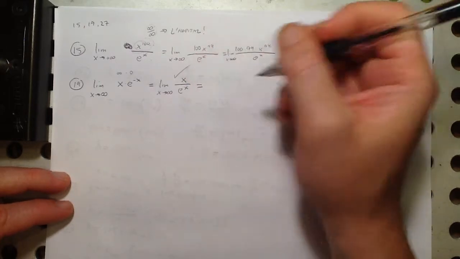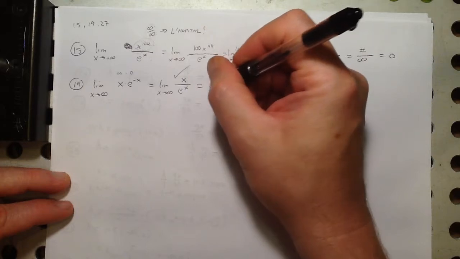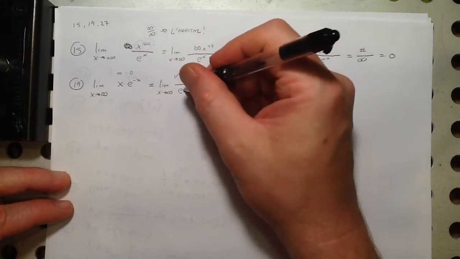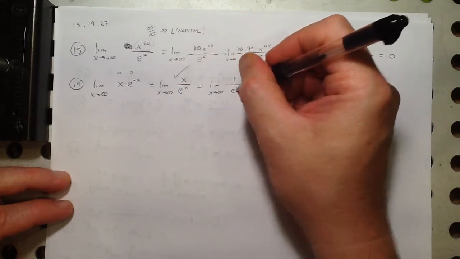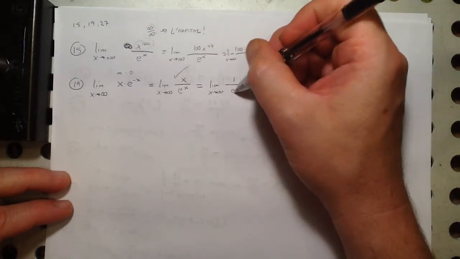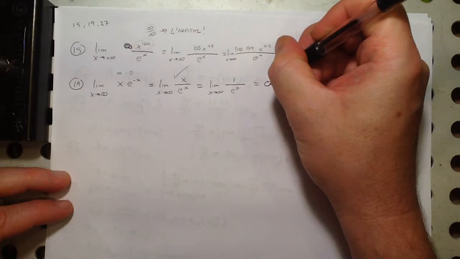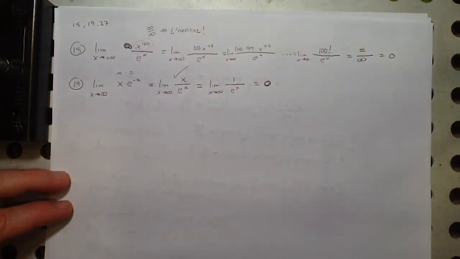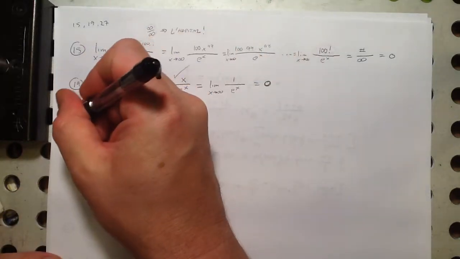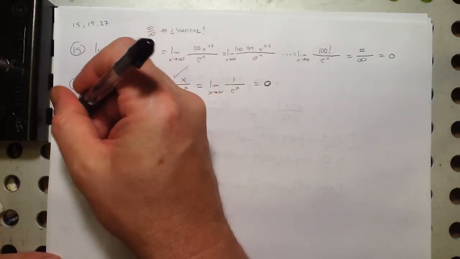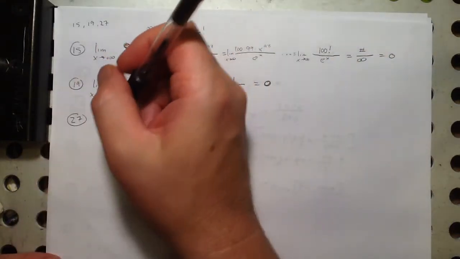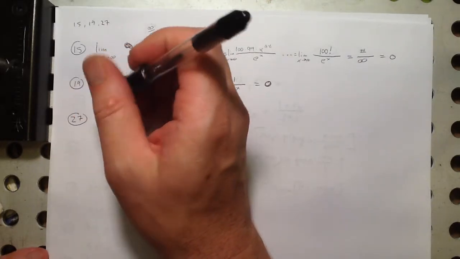So that means I can take the derivative of the top and the bottom. The derivative of x is 1. The derivative of e to the x is e to the x. And then I try again. So if I plug in infinity here, I've got 1 over infinity, and 1 over infinity is equal to 0. So that one was L'Hopital type 2, where we had to move one thing to the bottom, and then it became L'Hopital form. Number 27.